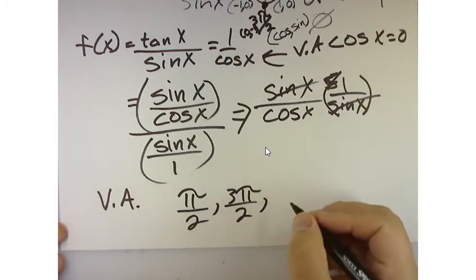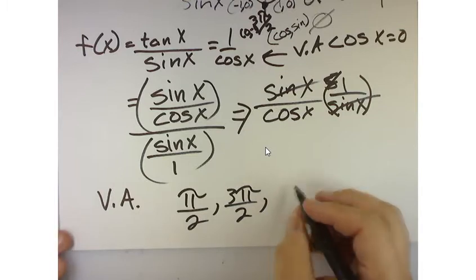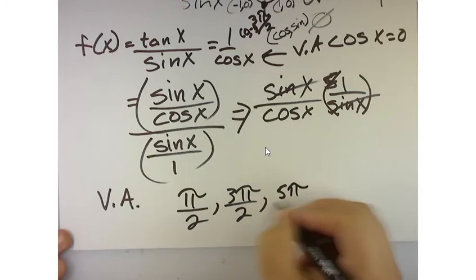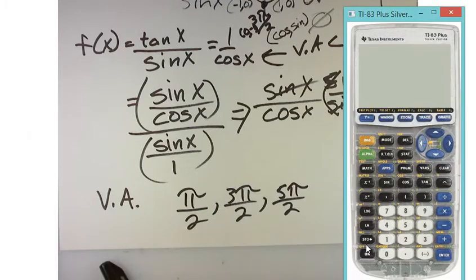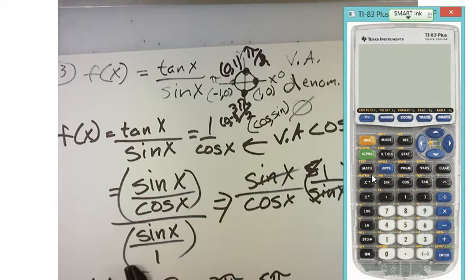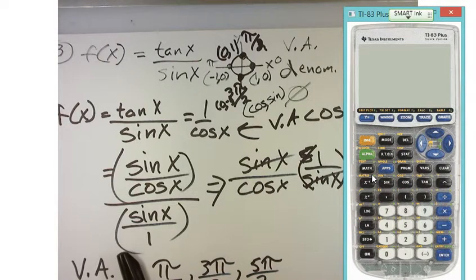What else? Take a guess. 5 pi over 2. Well, let's verify that. Let's see. Oh, wait a minute. We got one more problem. We still have in the original function sine of x. And when is that equal to 0?